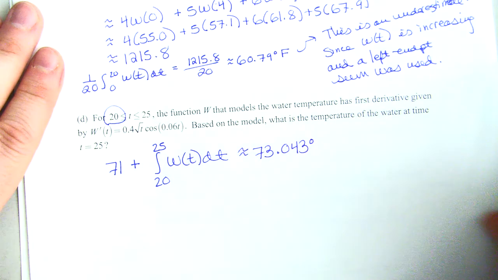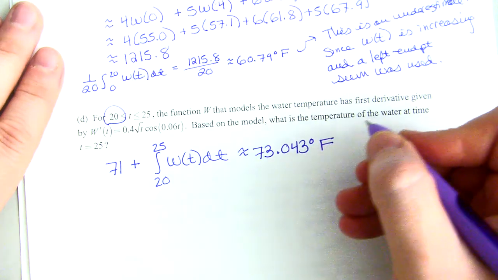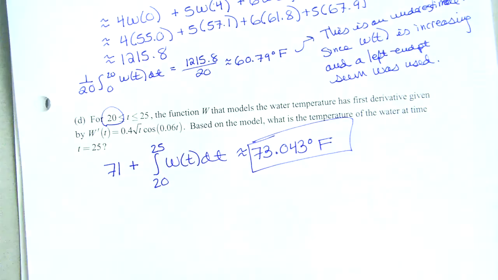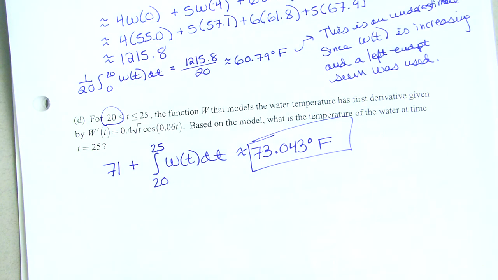No. Wow. Sorry. It's late. I'm tired. My classroom's still hot. They haven't yet fixed the temperature in here. 73.043 degrees Fahrenheit. Your homework is 4 AP free response questions.